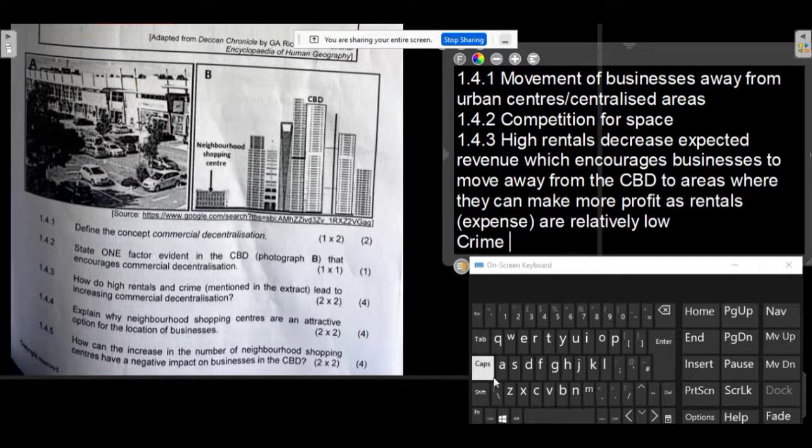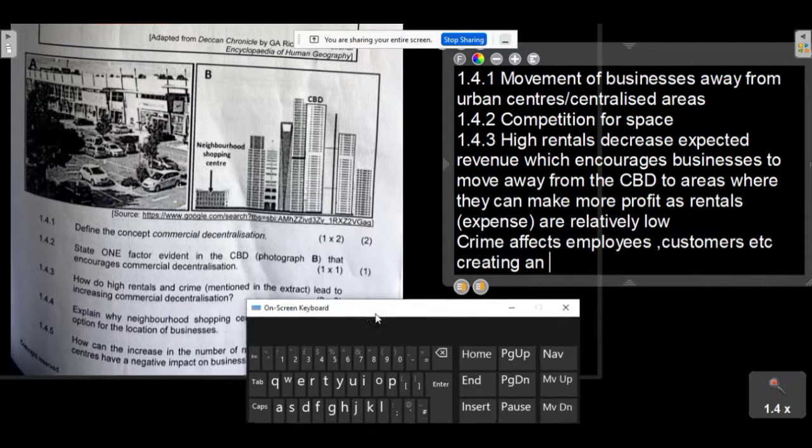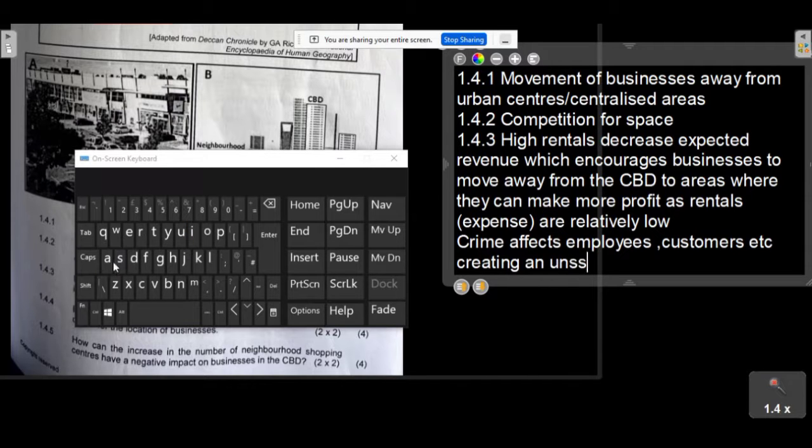So crime, let's say, affects employees, customers, etc., creating an unsafe workplace environment, as for the customers.